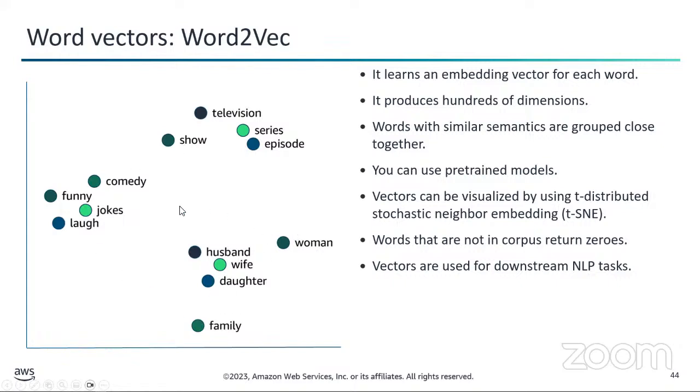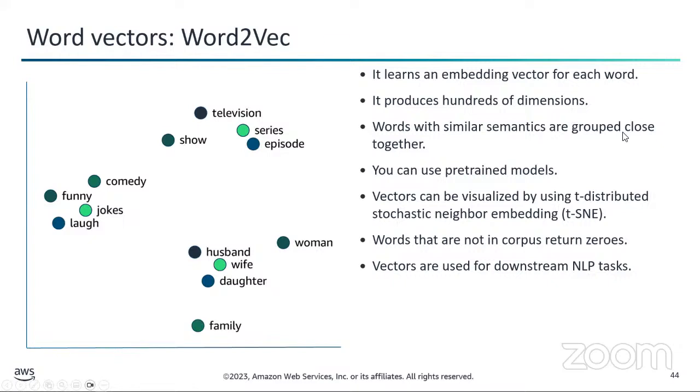As you can see over here, husband, wife, daughter are close to each other because they belong to one family. And then women also has a relationship with the family, and if men were there, it would also be there. And there is comedy, funny, jokes, laugh. These are like the genre, whatever the context is, or television shows, series, episodes, and television show. This word vectors or word2vec algorithm learns an embedding vector for each word, and then it produces hundreds of dimensions. We are showing only two dimensions over here, but it can be hundreds or thousands of dimensions depending upon the number of words.